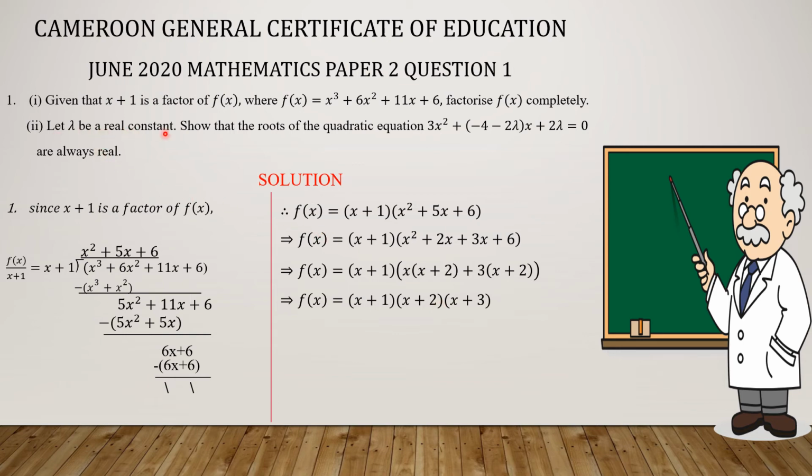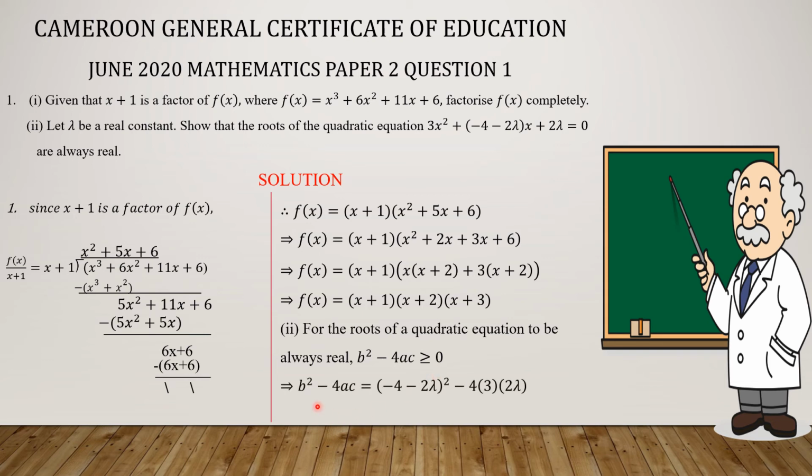Let lambda be a real constant, show that the roots of the quadratic equation are always real. Okay, for the roots of any quadratic equation to be always real, then b squared minus 4ac should always be greater than or equal to 0. Now, some students had difficulties understanding this question. This question did not ask us to find lambda, but prove that it is always real. So basically, we are supposed to prove that b squared minus 4ac is always greater than or equal to 0. Okay, so let's look at the proof.